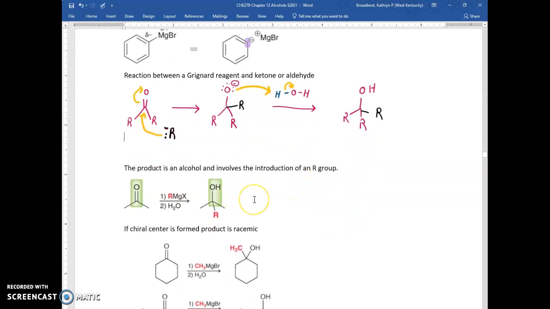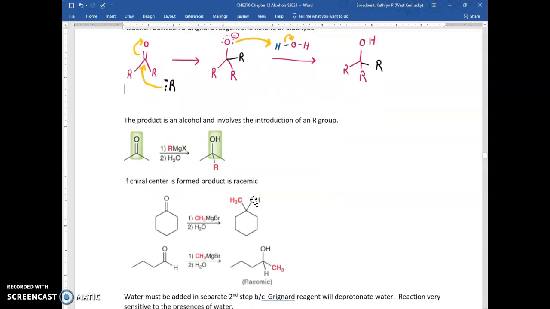Then this is a little summary. A chiral center will be formed if the product is racemic. And here we've got a couple of examples. This is the carbon that gets attacked, and it's the one that gets the methyl added to it. Here, this carbon is attacked, and the methyl is added. This one forms a chiral center, and so it's racemic.